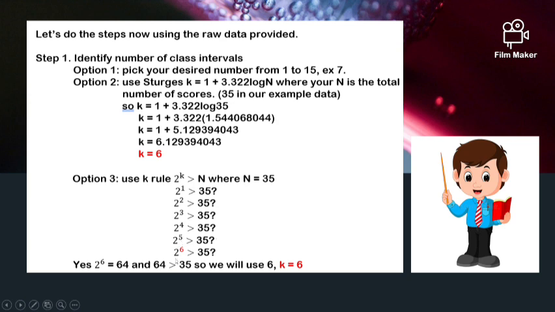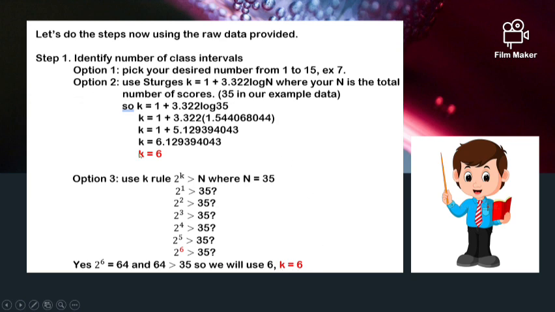Now here comes 2 to the 6. And you know that 2 to the 6 is 64. And 64 is already greater than 35. See that? Yes, 2 to the 6 is equal to 64, and that 64 is greater than 35. So you will use now 6 as your K. So K here is equal to 6.